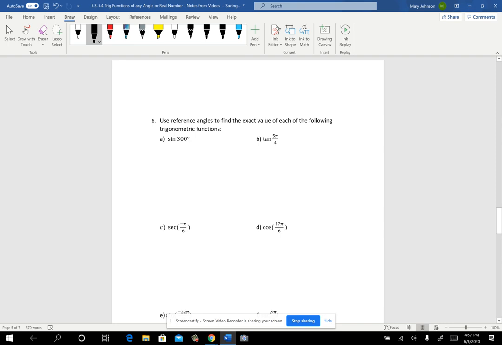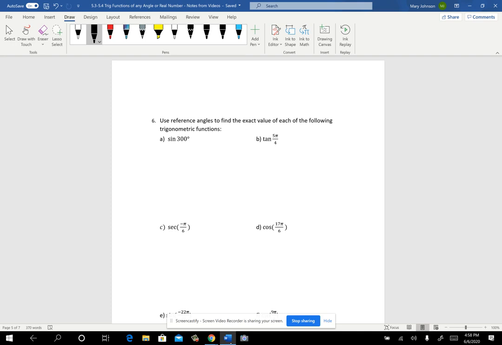Okay, we're going to continue the idea of finding trig functions of all angles, not just angles in a right triangle, not just acute angles. We just talked about finding reference angles in the last video. Now we'll put those two ideas together. How do we use that to find the values of the trig functions at an angle without using a calculator?